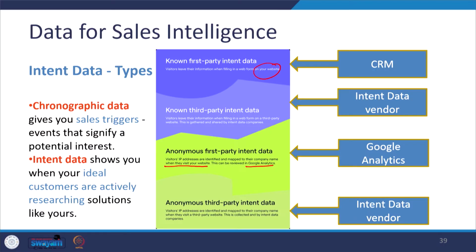Again, there are two types of data: chronographic data gives you sales triggers, events that signify a potential interest, whereas intent data specifically shows you when your customers are actively researching. So there is a difference between chronographic and intent data. Chronographic data talks more about sales triggers, whereas intent data talks more about who is researching your particular product or solutions.